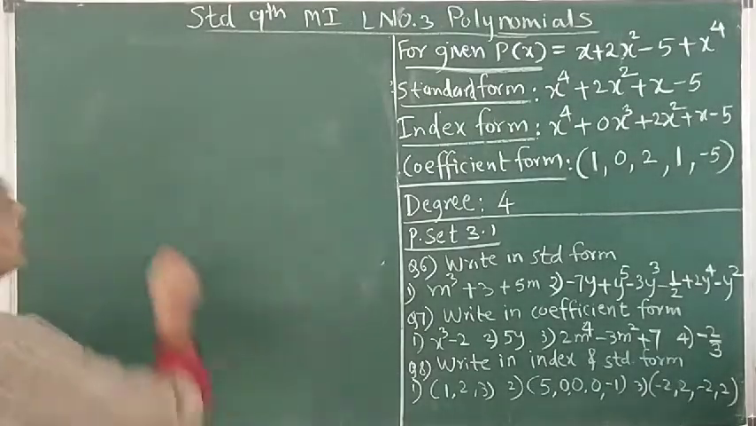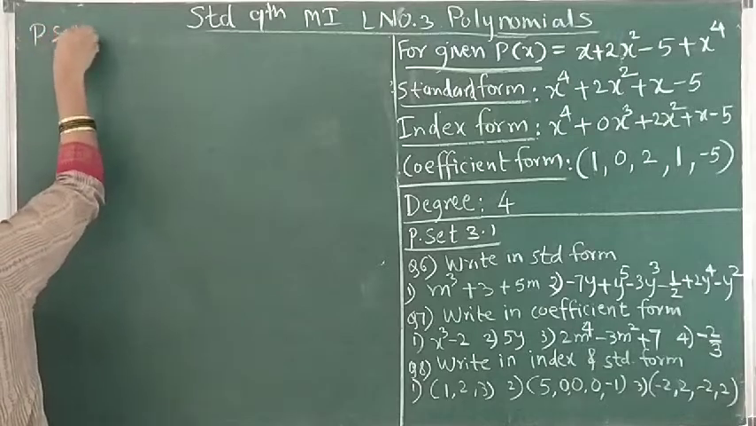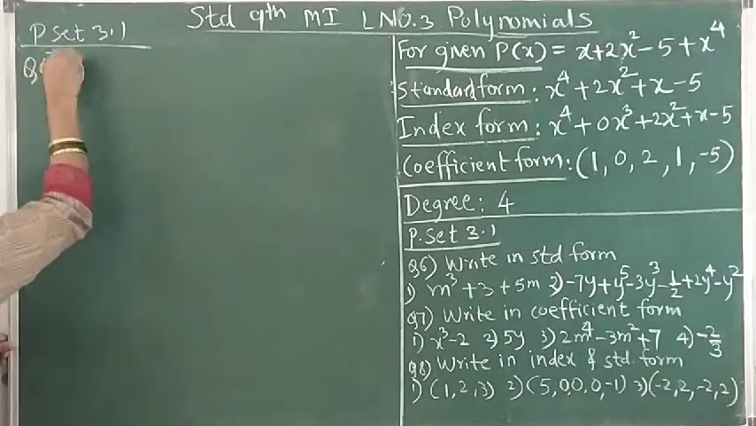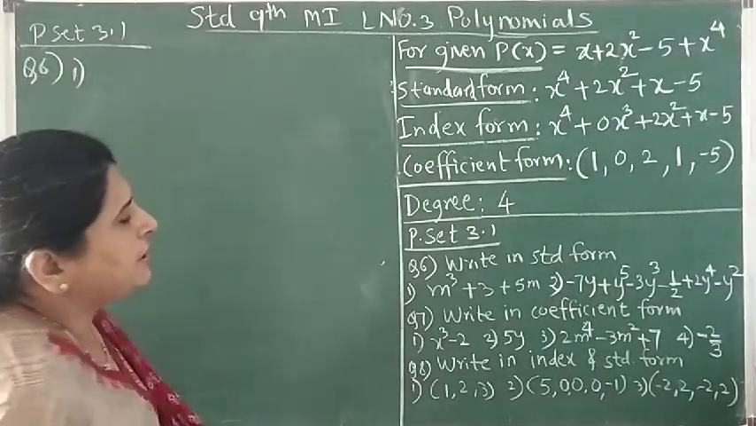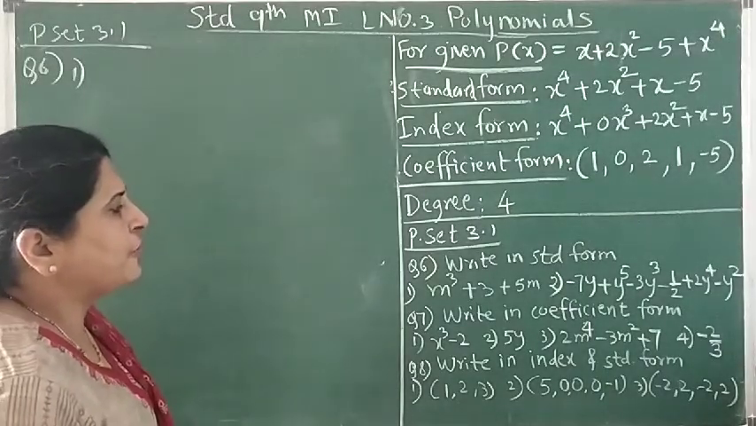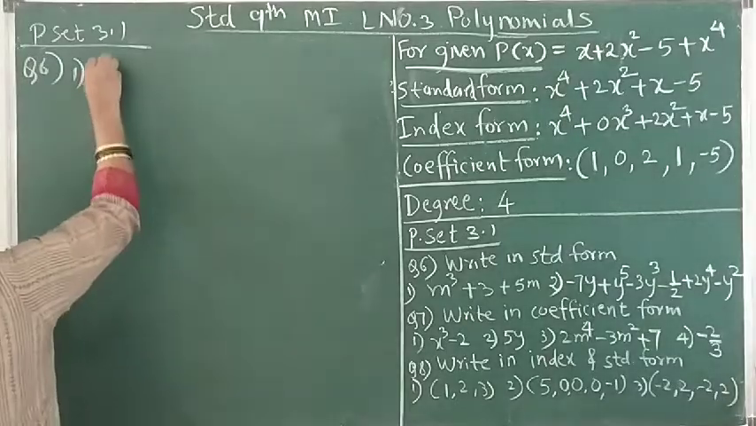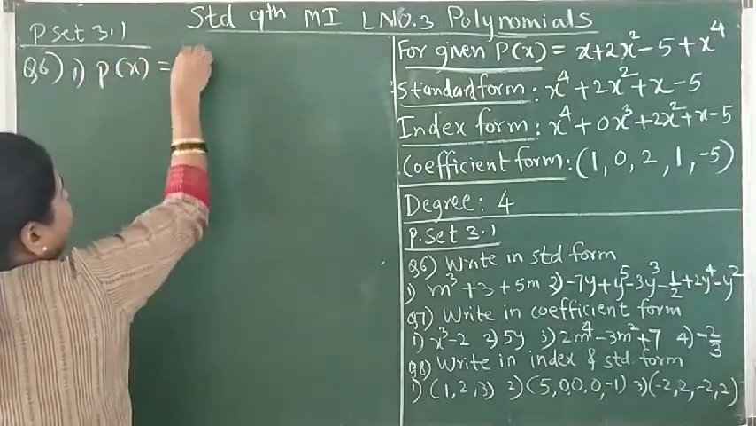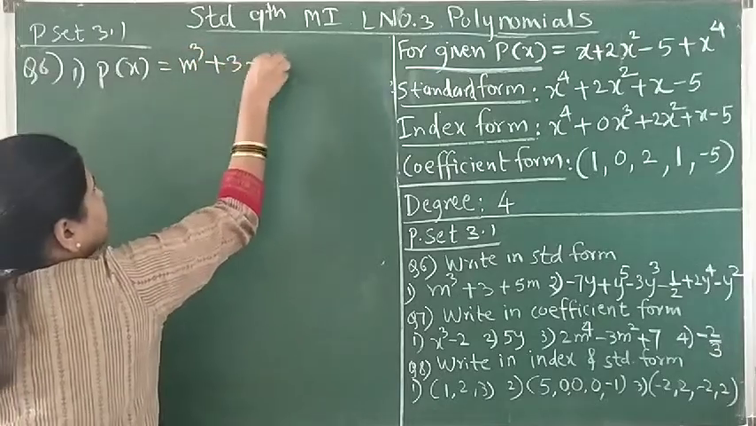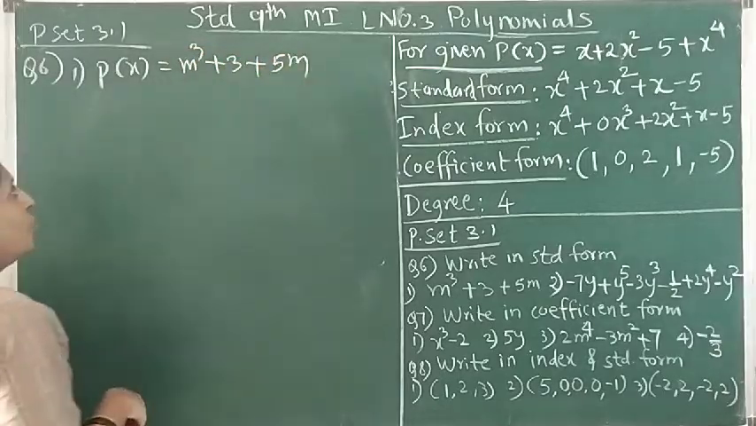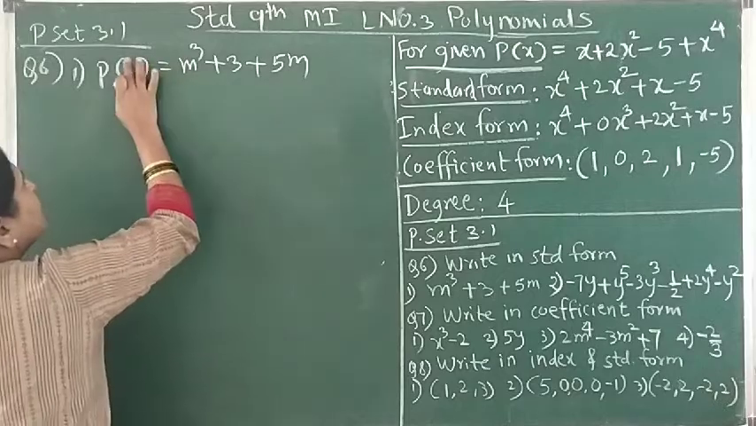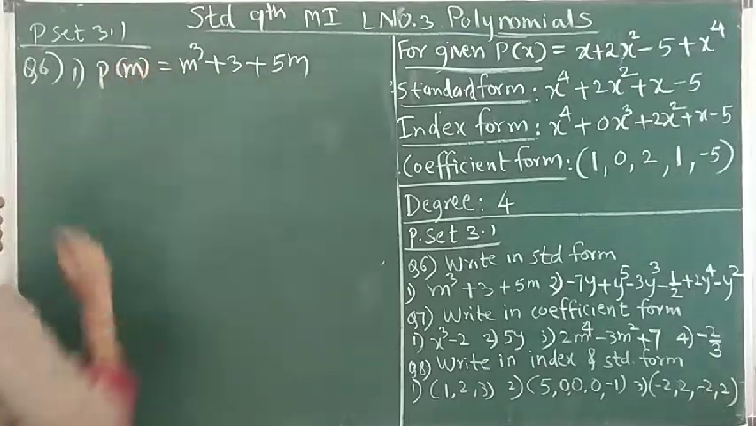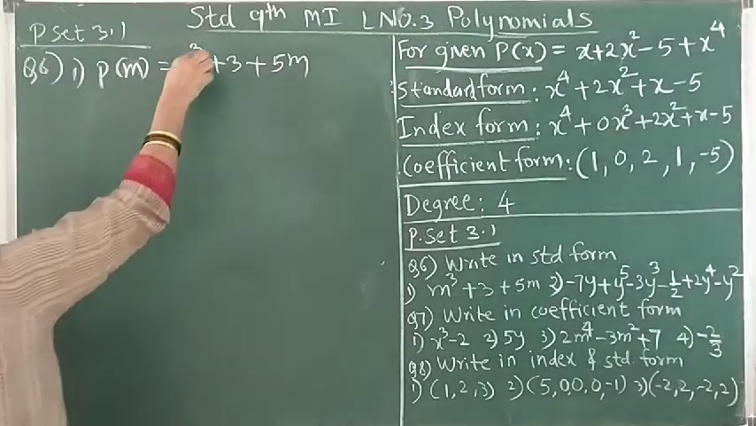Question number 6 from practice set 3.1. I'm not going to write the question again. In that, first we have to write the given polynomials in standard form. The given polynomial is m cube plus 3 plus 5m. It should be a polynomial in m, as the variable is m, so we should write m, not x. The highest degree we can say is 3.